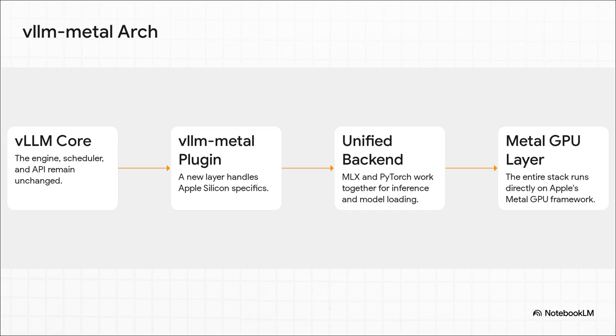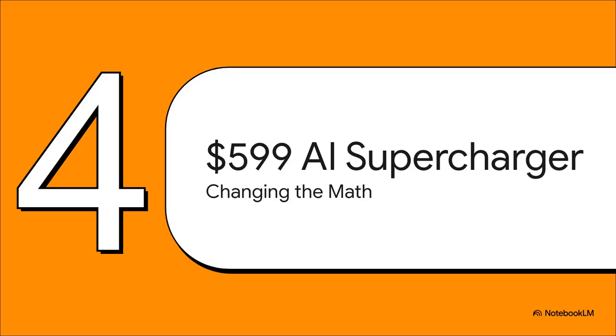So here's how the folks at Docker and the vllm project put that unified memory to work. First, they were smart. They didn't touch the core vllm engine. That's crucial for keeping everything compatible. Instead, they built this new plugin called vllm-metal that basically acts as a translator for Apple Silicon. Under the hood, it uses Apple's own MLX framework to do the heavy lifting and PyTorch to load the models. The whole thing then runs directly on Apple's Metal GPU layer, getting every last drop of performance out of that unified memory architecture.